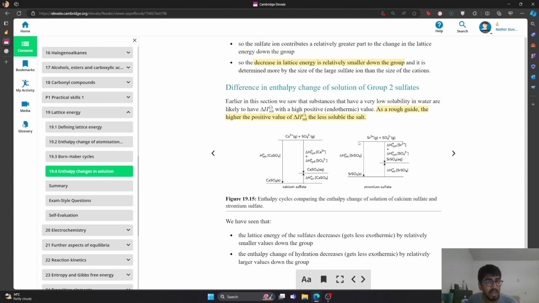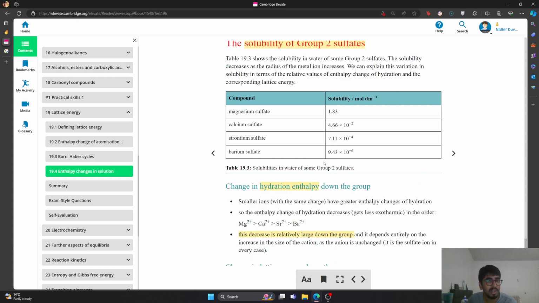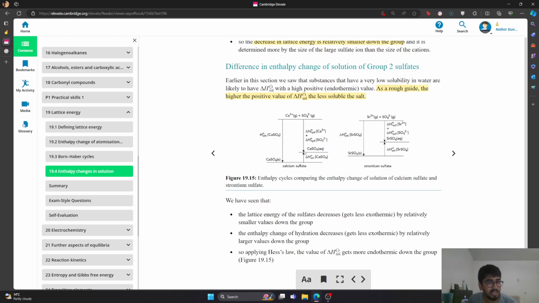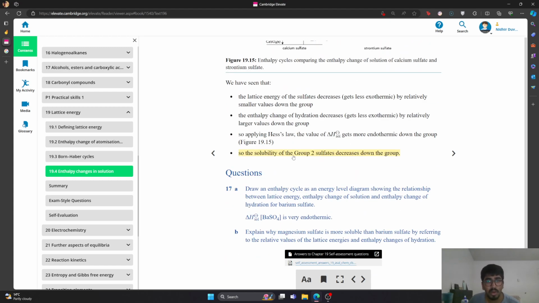But this arrow has not changed as much because this is mostly determined by how big the sulfate ion is. Because the hydration arrow has decreased a lot, the compensatory arrow has become larger. If it has become larger, it has become more positive, so that means it will be less soluble. So strontium sulfate will be less soluble than calcium sulfate. Again, same thing, just given as a diagram. So the solubility of group 2 sulfates decreases down the group. This is something you should remember, and also know the logic of how this comes about.